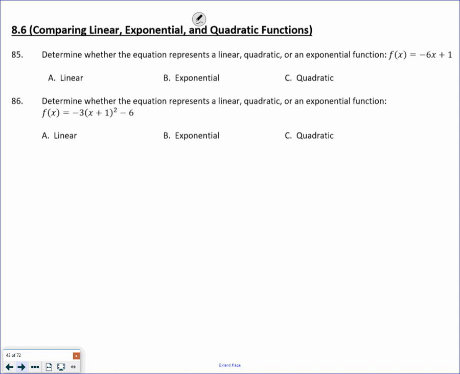Determine whether the equation is linear, quadratic, or exponential. Linear, you have no exponents. Okay, x is to the first power. So this one would be a linear equation. Next one, notice it's raised to the second power. That is a quadratic. In order to be exponential, it had to be raised to the x power.